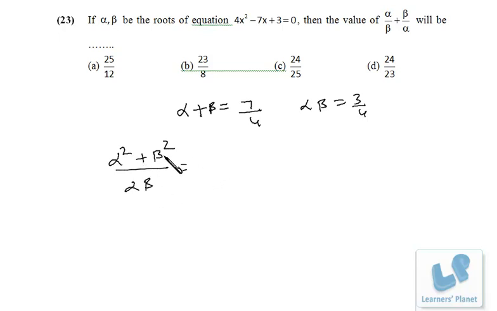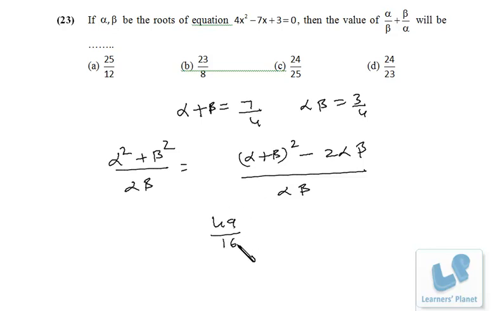Now how could I calculate the value of alpha square plus beta square? That is alpha plus beta whole square minus 2 alpha beta, and this is alpha beta. Now we just have to put the values of the given expressions, and we can get the answer, right? Now alpha plus beta whole square will be 7 by 4 whole square, that's 49 by 16, minus 2 alpha beta, that's 2 into 3 by 4, so precisely it is 3 by 2, by alpha beta is what? 3 by 4, right?